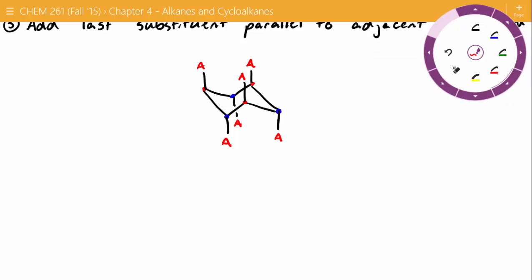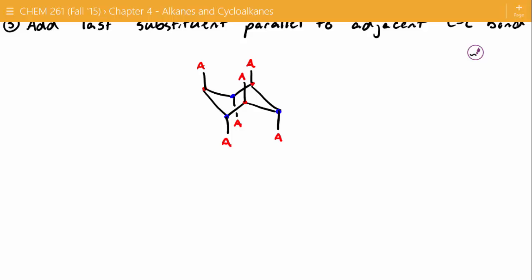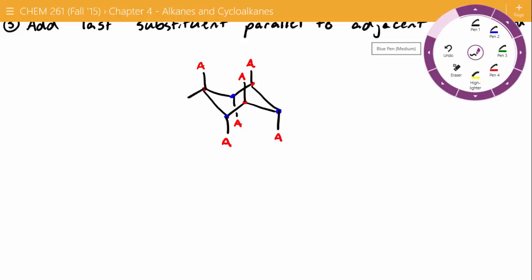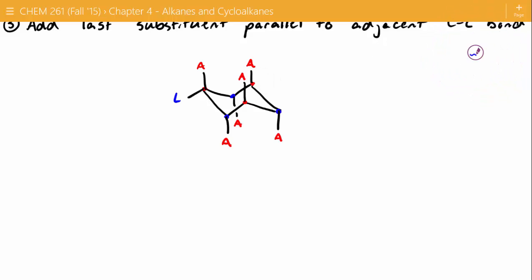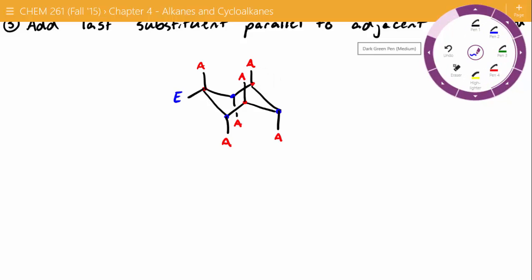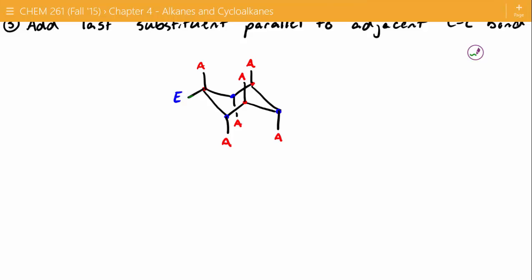All right, so let's imagine we now have a substituent coming off this way, and I'm going to label this as E. But can you see how this bond, I'm going to even label it in green, right there, is adjacent to this bond in the back? They're perfectly aligned to one another. That's what I mean when I say adjacent. You want it to be lined up so that they're parallel to one another.